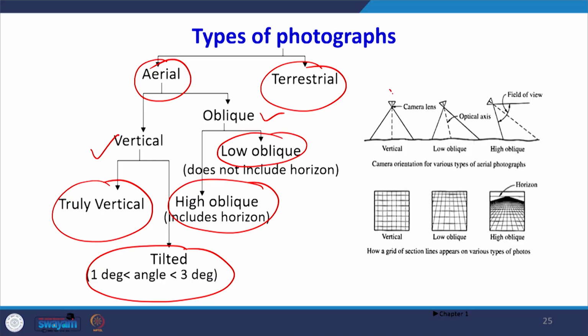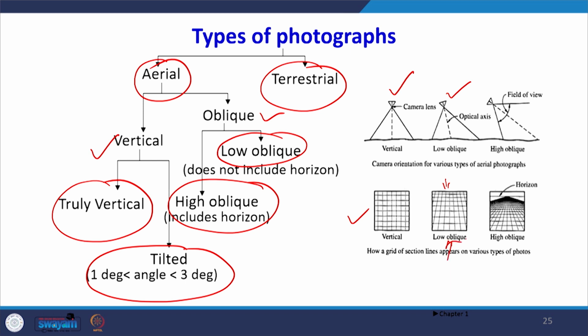So here, this diagram on the right is showing that when the camera axis is vertical, we get a kind of square format covered on the ground. The area covered on the ground will be a square format. A low oblique, when the camera axis is inclined, we can actually have more area covered at this end of the ground and lesser area covered on this end of the ground.